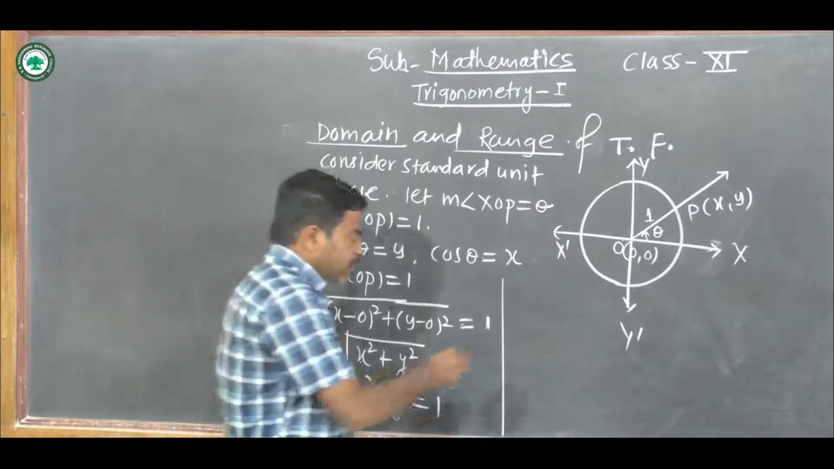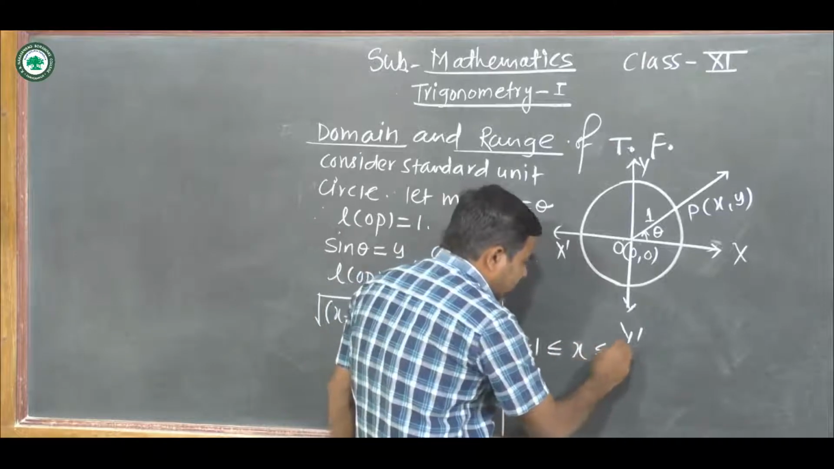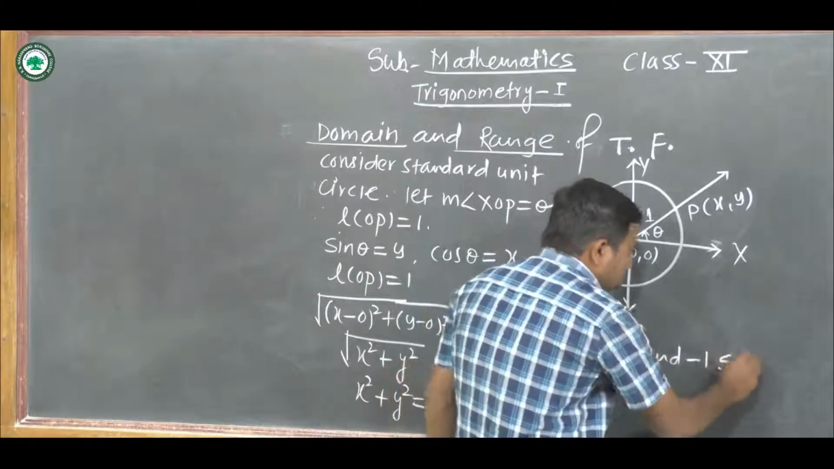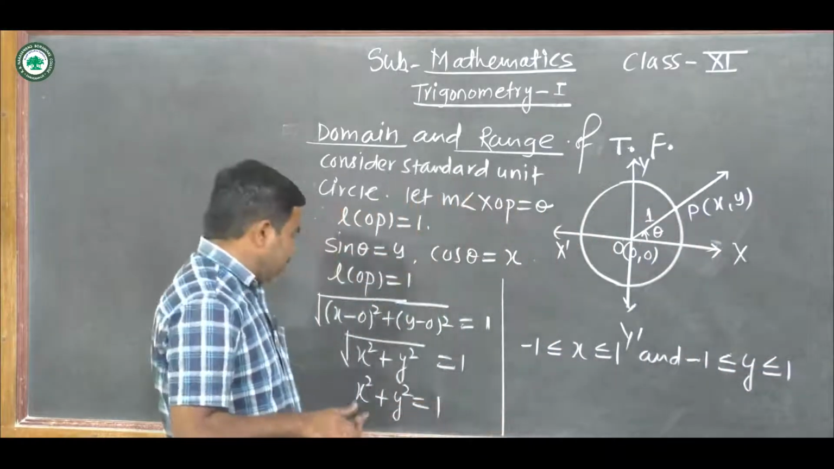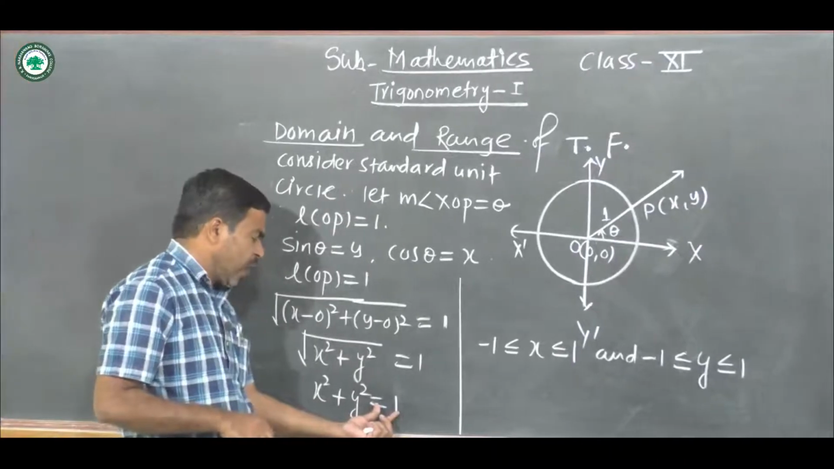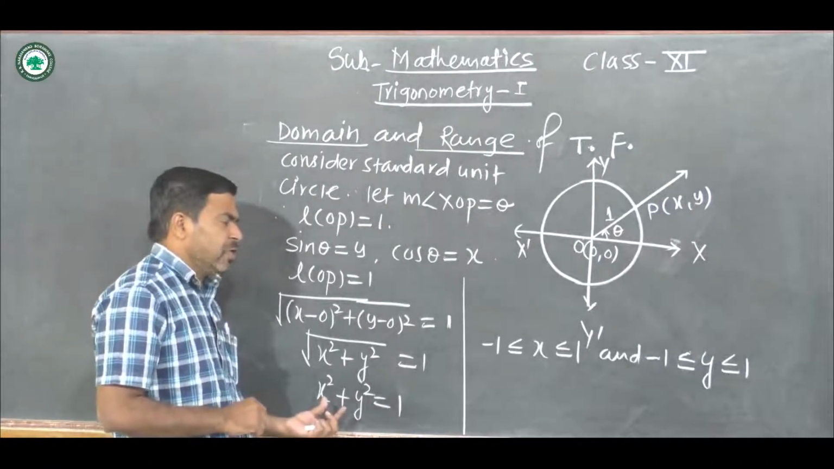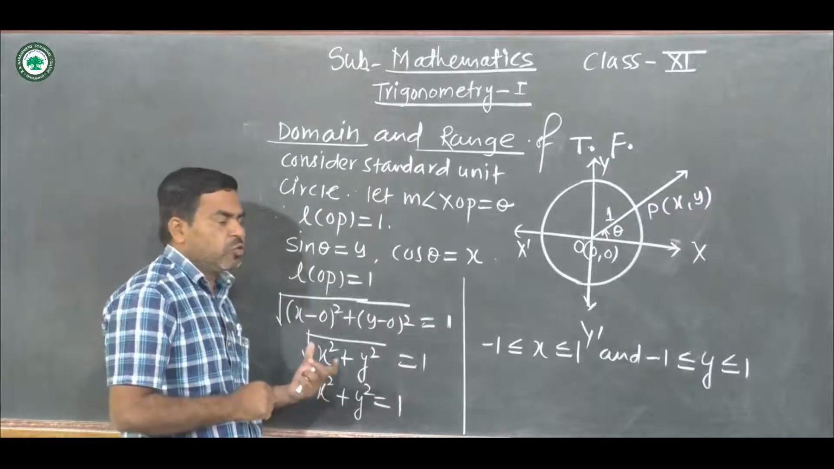It means that minus 1 is less than or equal to x is less than or equal to 1, and minus 1 is less than or equal to y is less than or equal to 1. It means that if x square plus y square is equal to 1, the values of x are always in between minus 1 to 1. Also, the values of y are in between minus 1 to 1.